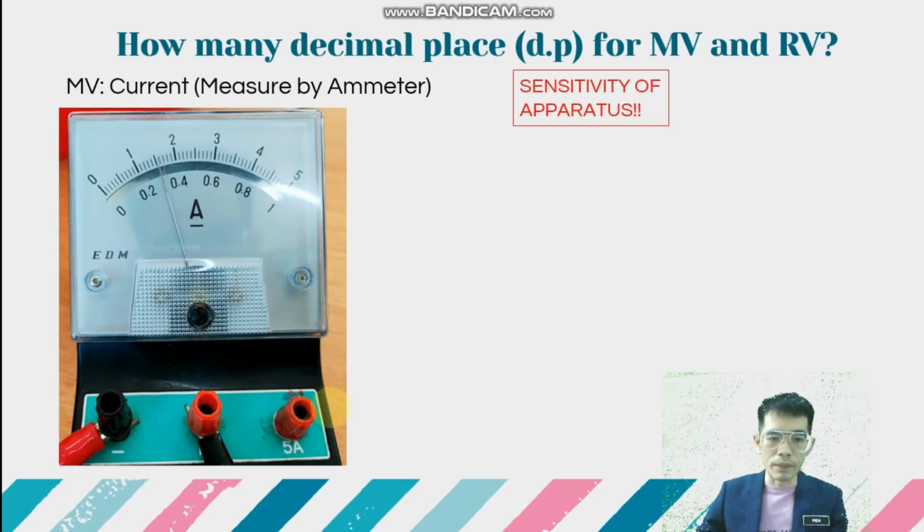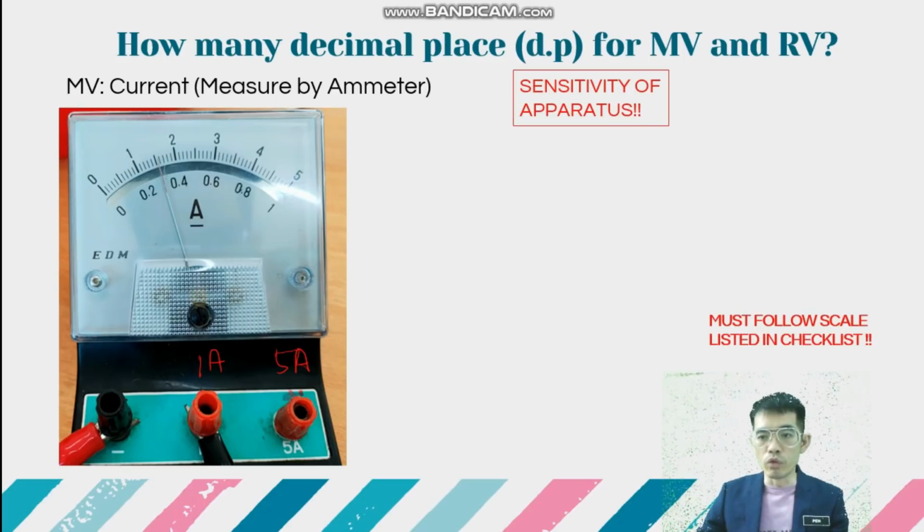There are two red buttons here, which are the positive terminals for the ammeter. There are two scales you can measure with this ammeter, 1 ampere and 5 ampere. Which scale should we use when measuring with the ammeter? We must follow the scale listed in the checklist. Before we start our experiment, the checklist will list out what type of ammeter and scale you will be able to use in the experiment.